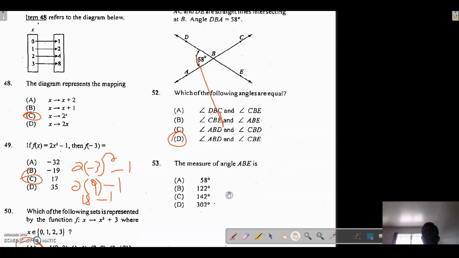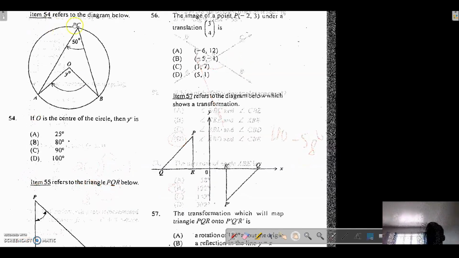Alright, so the measure of ABE. Now if you look here, this is a straight line. So if you complete it, the entire angle would be 180. So since this side is 58, this side will be 180 minus 58. So I'm going to have 180 minus 58 degrees, which would be 122 degrees. So 53 is B.